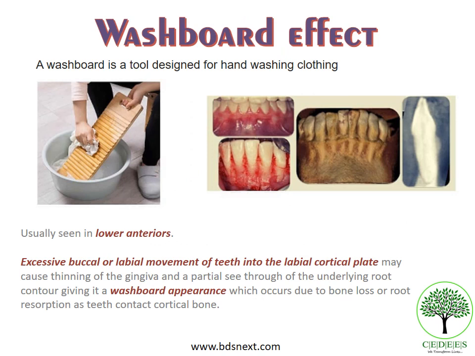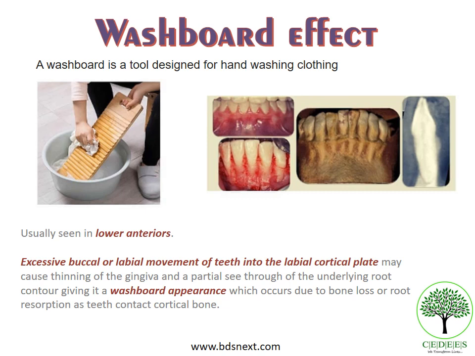There's something known as a washboard effect. Now if you see the diagram on the left, it's a washboard. A washboard is nothing but a tool that is designed for washing clothes by hand. It has a lot of corrugations, a lot of elevations and depressions, which give it that rough surface to help wash these clothes. Now a similar appearance or effect is seen even in the lower anteriors.